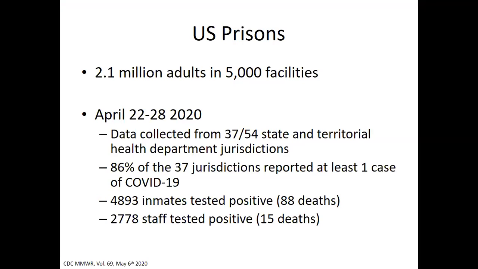But 86% of these 37 jurisdictions that reported had at least one case of COVID-19. And at the time, and again, this was a while ago, so I can guarantee these numbers have gone up. I'd have to go and see if they updated it. They had around 5,088 deaths, and then they had 15 deaths. So that was prisoners, and then staff is below that.